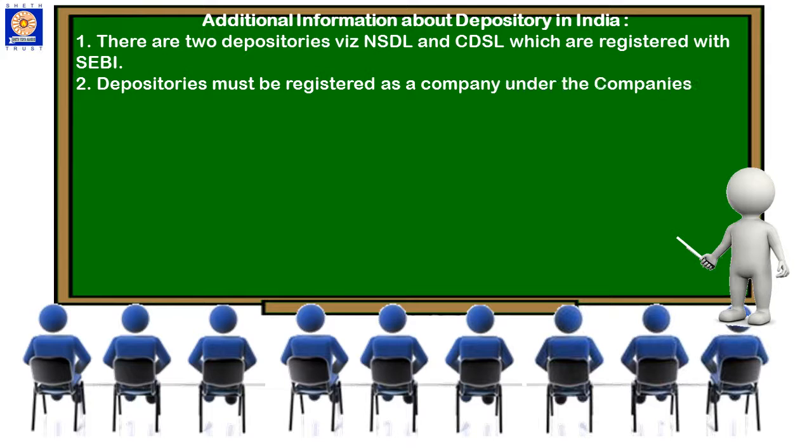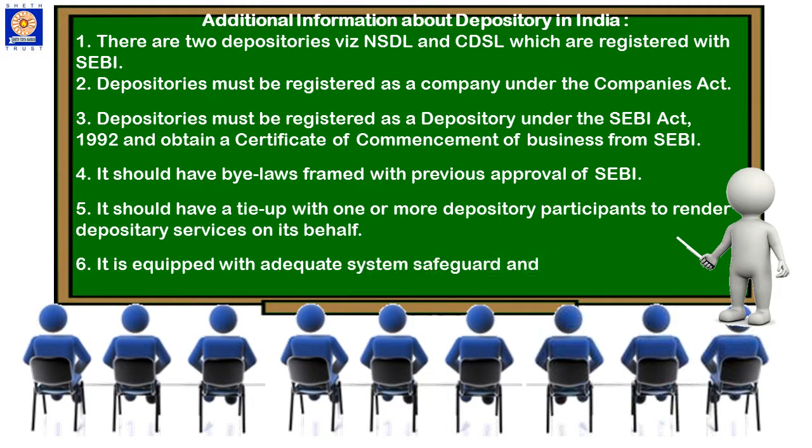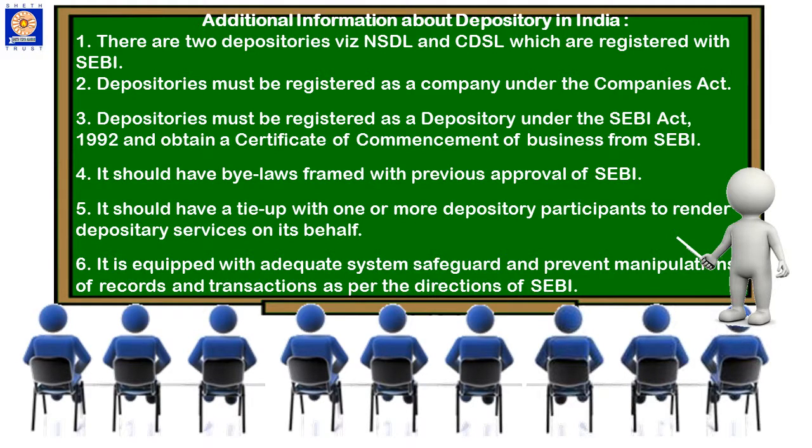Now let us see some additional information about depository in our country. There are two depositories, that is NSDL and CDSL, which are registered with SEBI. The difference between them is that NSDL, National Securities Depository Limited, deals with the National Stock Exchange, whereas CDSL, that is Central Depository Securities Limited, deals with the Bombay Stock Exchange.